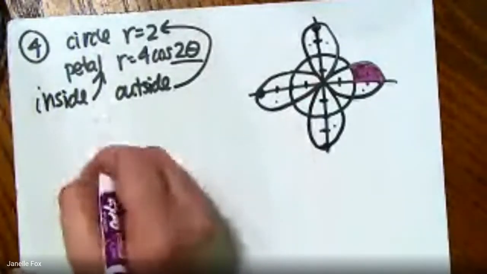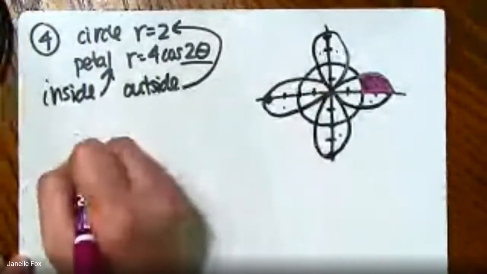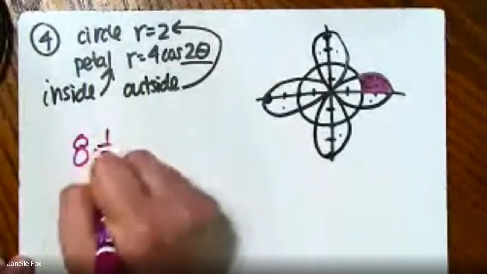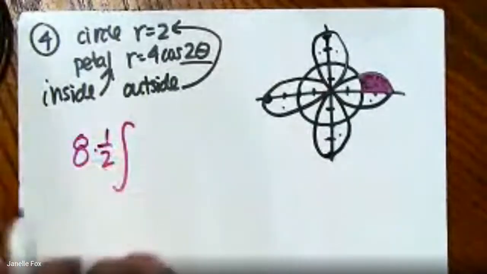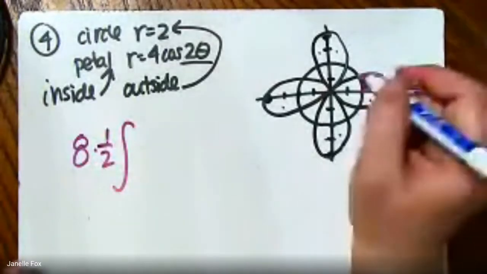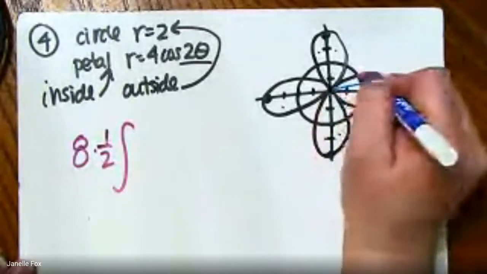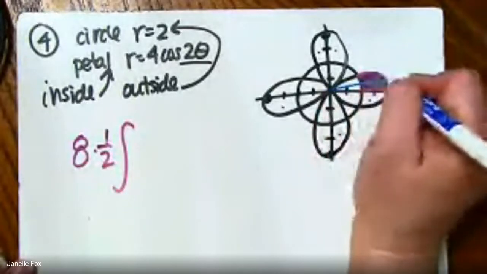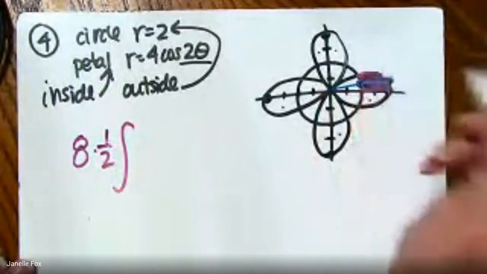So when I do my integral, I'm going to go 8 times 1/2. We're going to do the limits of integration in just a moment. This one totally does this time have an outside curve and an inside curve. So when I graph one radius from the origin, there definitely is an outside curve and definitely an inside curve.